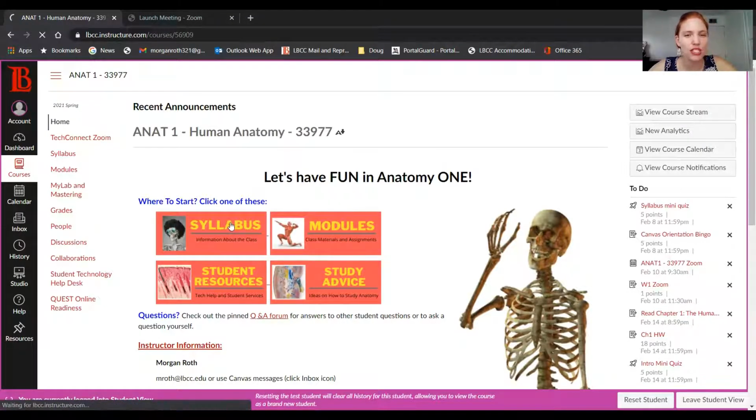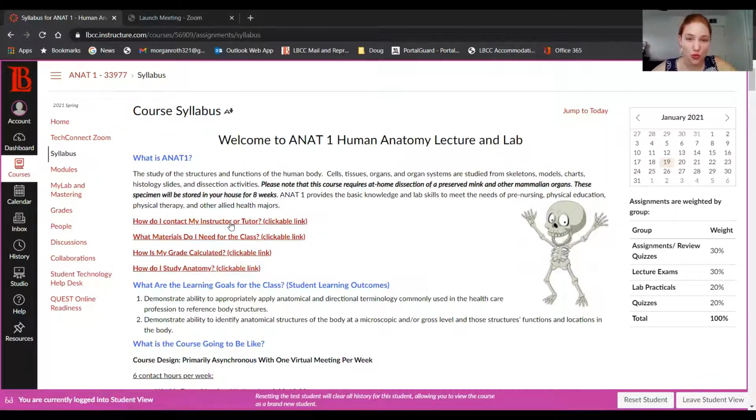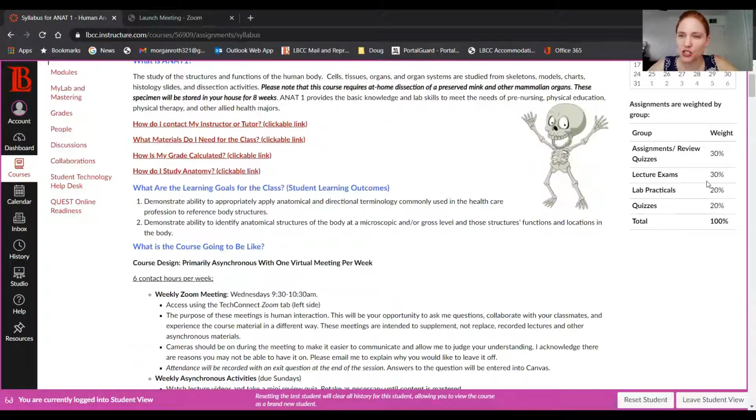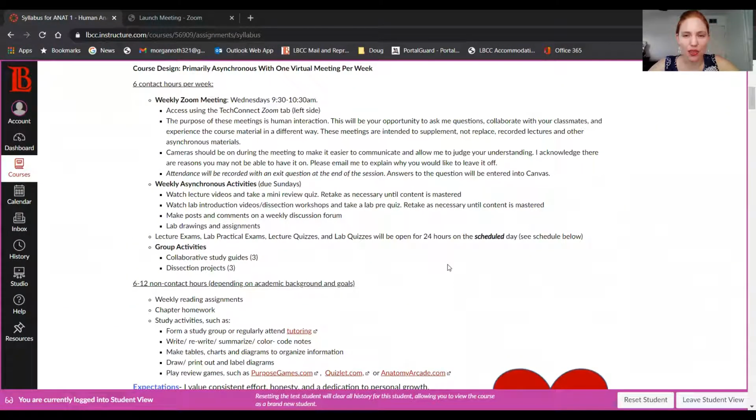Okay, so let's start with the syllabus. So again, the very first thing you want to do when you get to the course is to read through the syllabus. Okay, so this is very important because it tells you all of the general information about the class and the class policies, and we will be sticking with these class policies. Okay, so things like how much each category is weighted, what's the course going to be like, information about that.